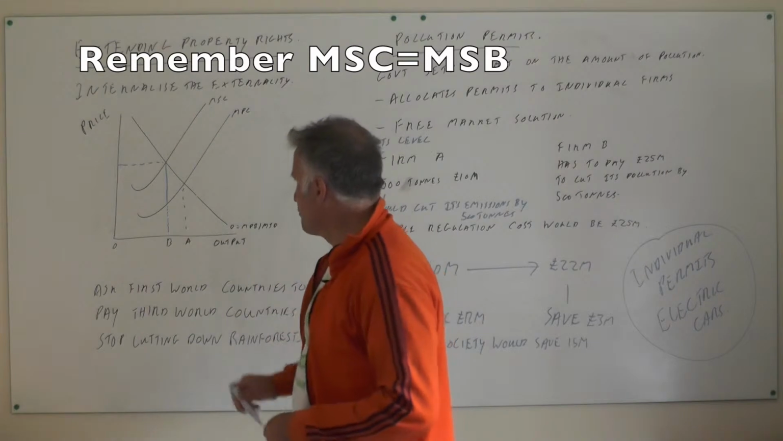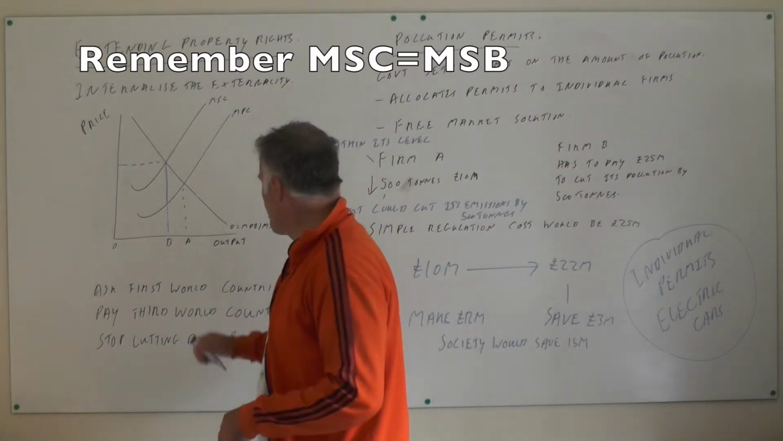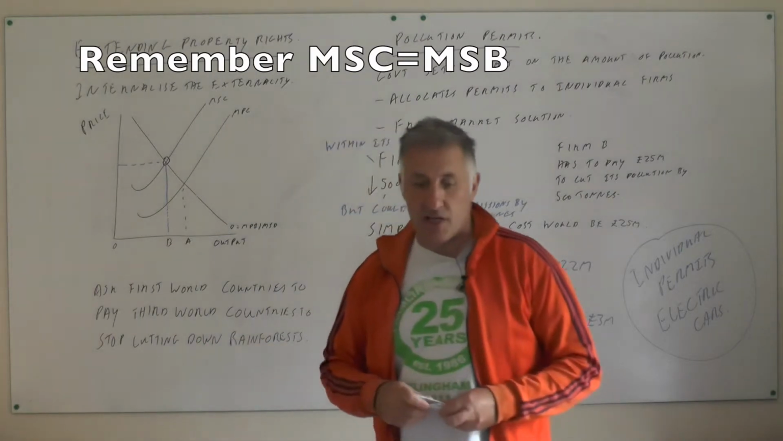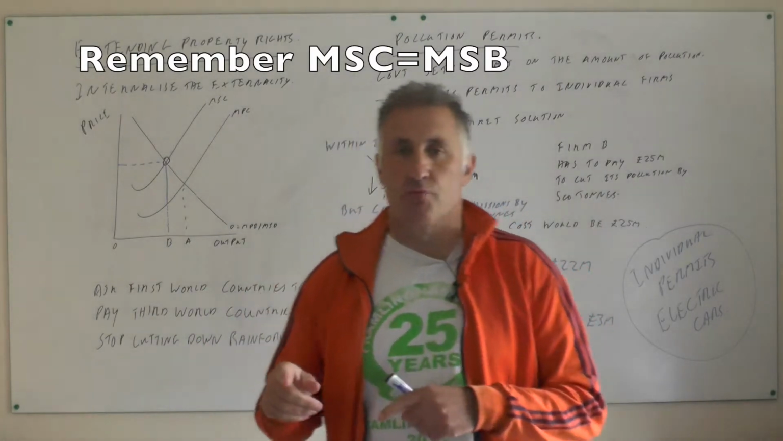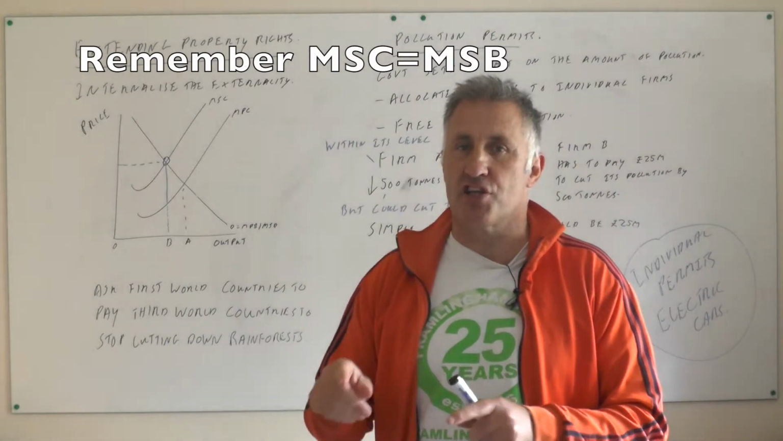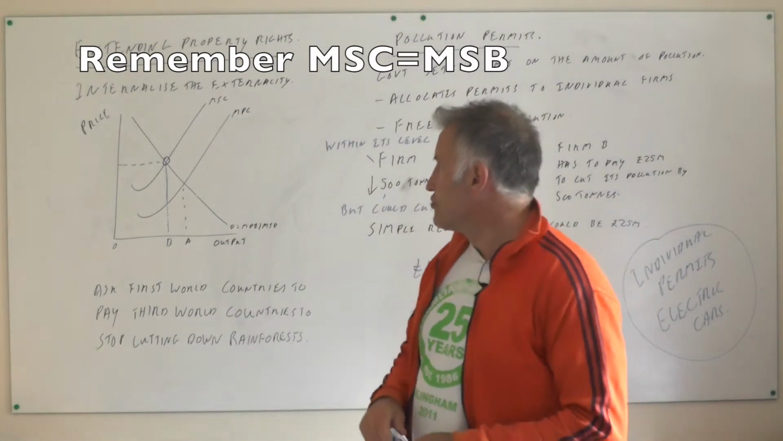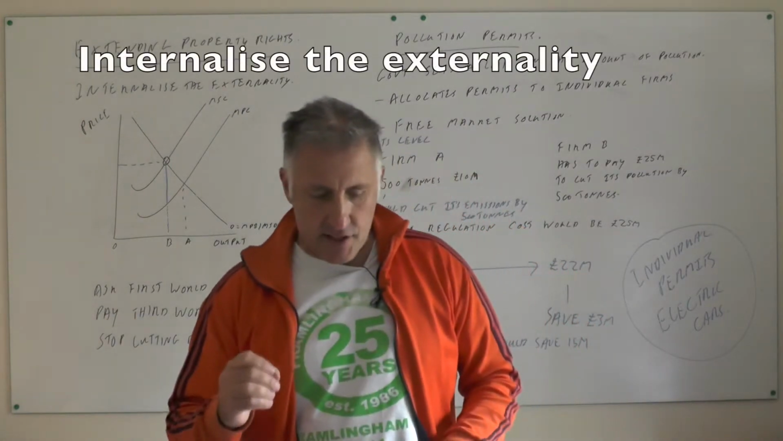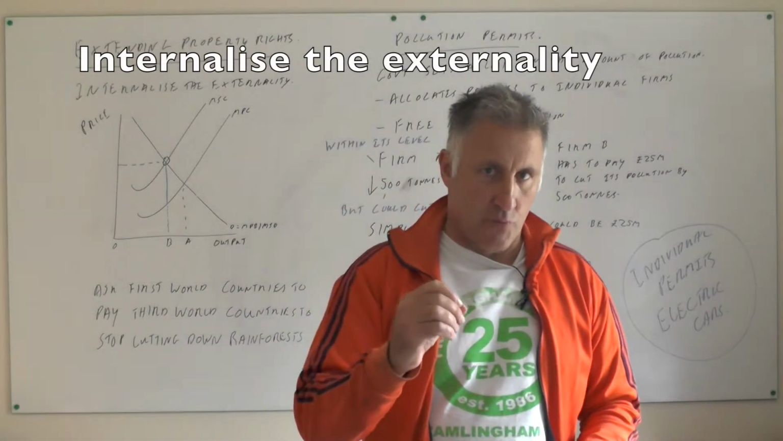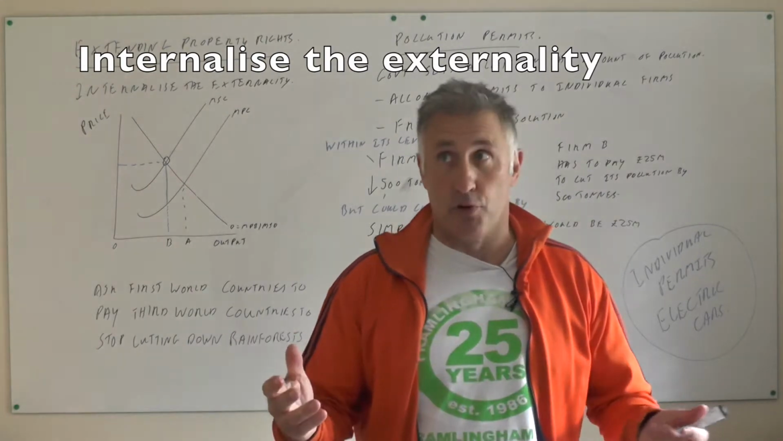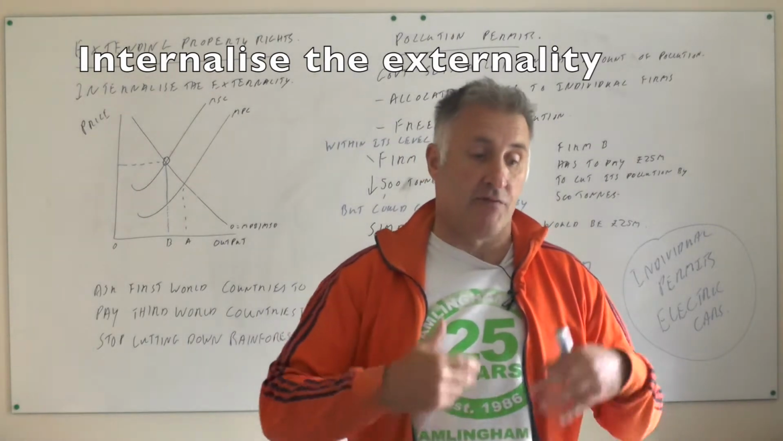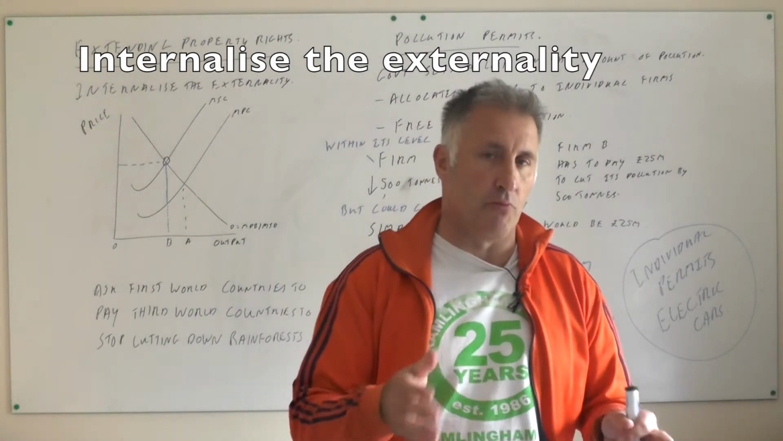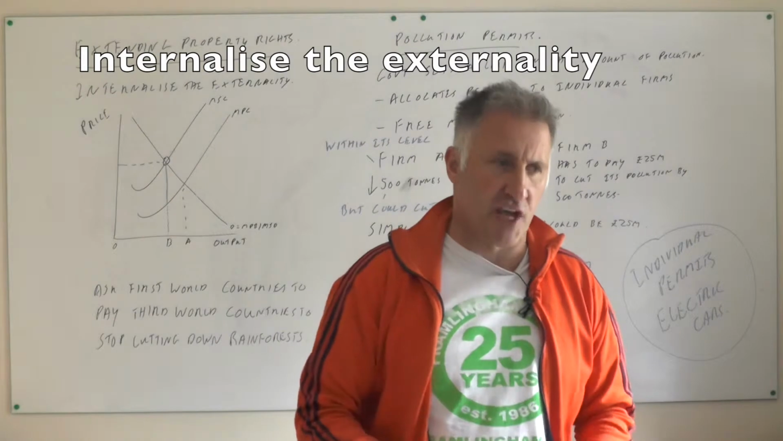They would reduce output, so there'd be less pollution, and we would move to a point where MSB was equal to MSC. In technical terms, we call that internalizing the externality. So if we extend property rights, then we can ensure that firms would reduce pollution. So for example, if someone owns the oceans, and if the ocean's been polluted, then they can get hold of that firm and say, look, if you carry on polluting us, then we want compensation.